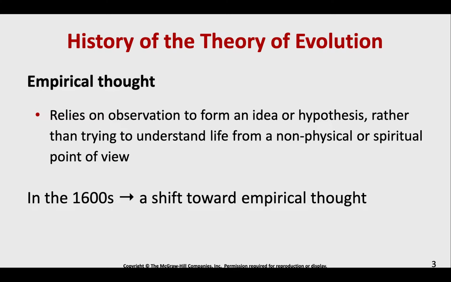The theory of evolution is based on empirical thought, meaning we are relying on observations to form an idea or a hypothesis. Often you'll hear the term empirical data. In labs in the previous weeks you have collected data, whether absorbance values or CO2 levels. Whatever you collected is based on an observation, and you got a data point for that. That would be empirical data. In about the 1600s we started to have a shift towards empirical thought. This was met with a lot of controversy, and it took a long time for empirical thought to catch on, but it started around the 1600s.